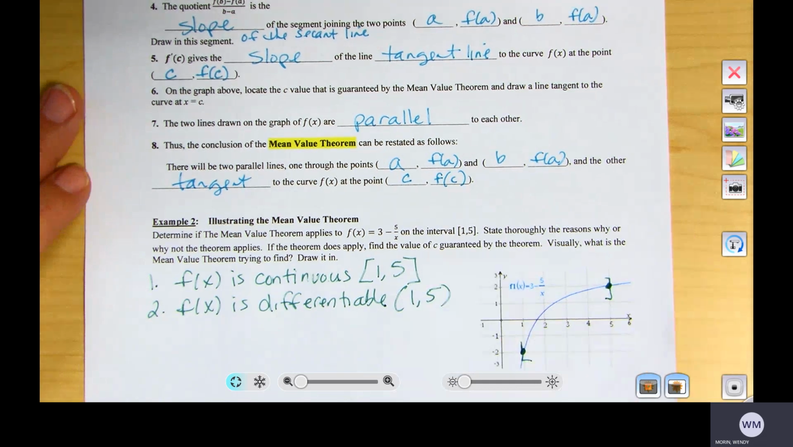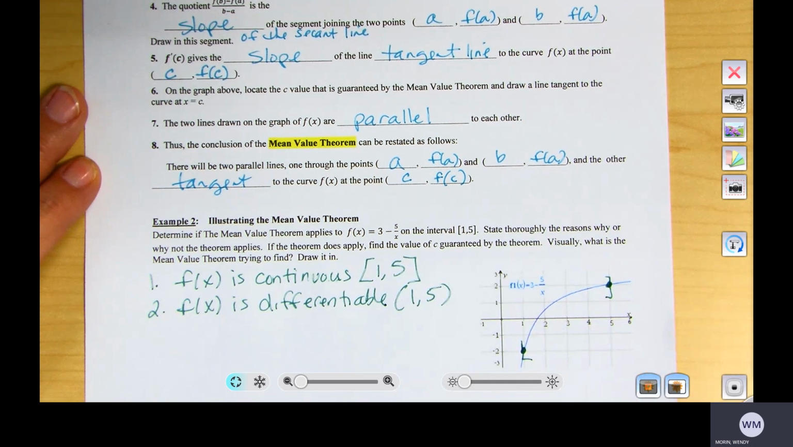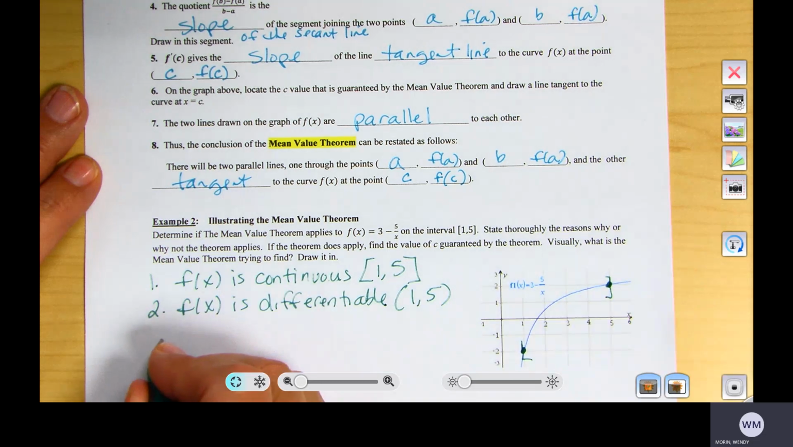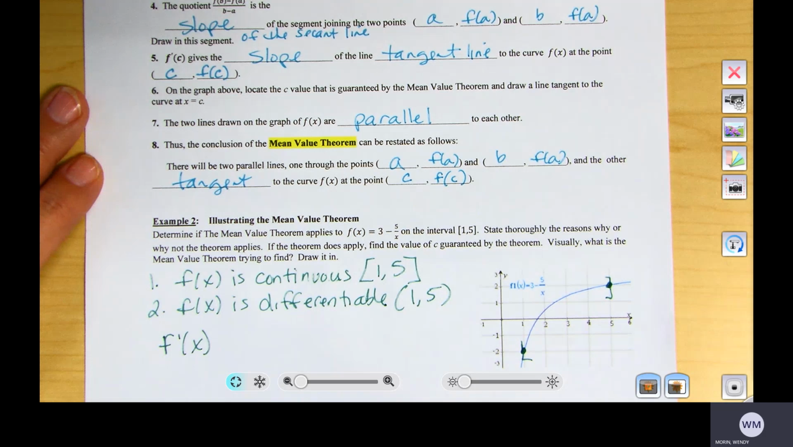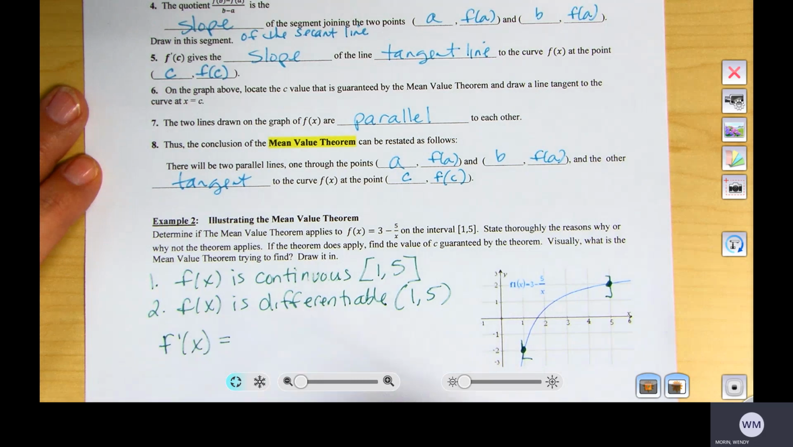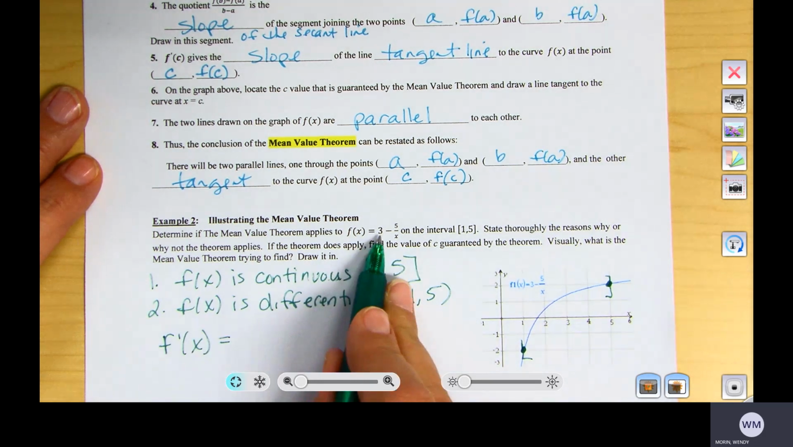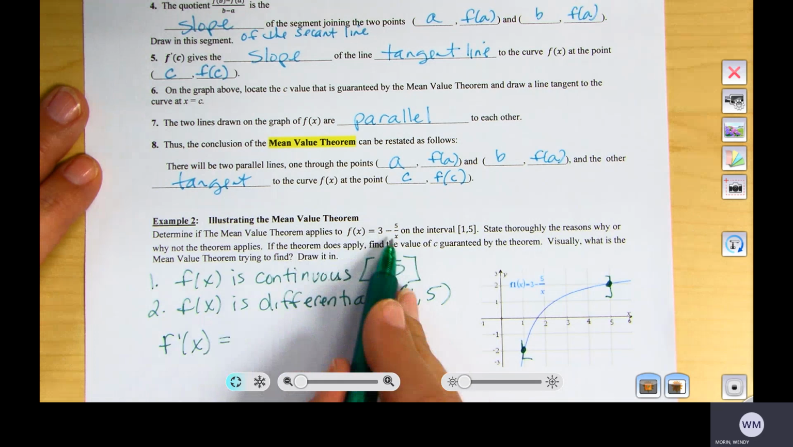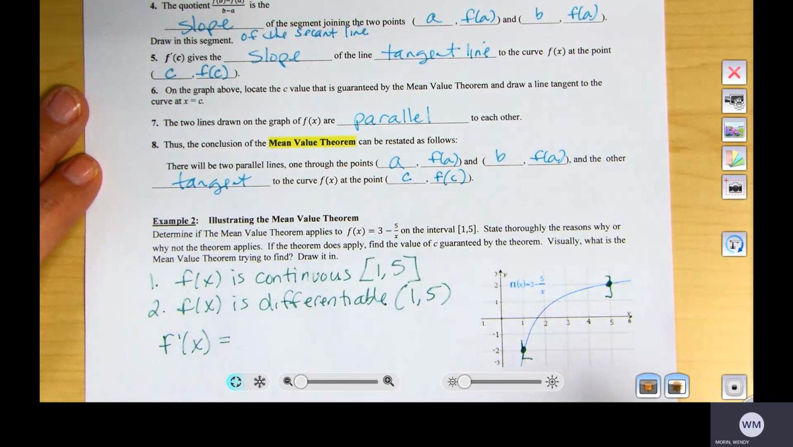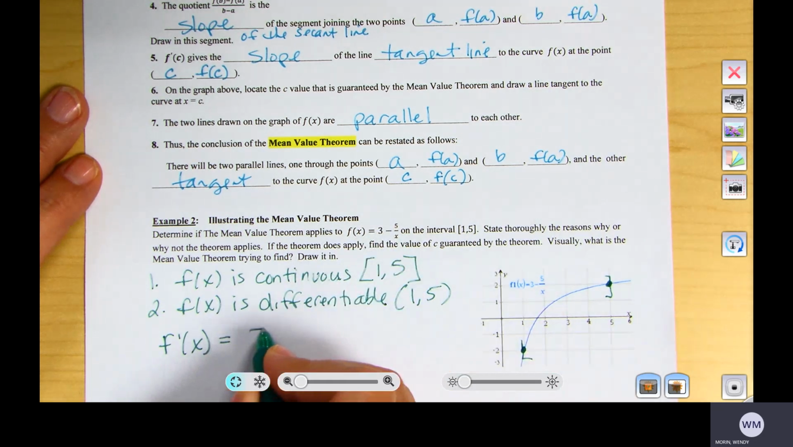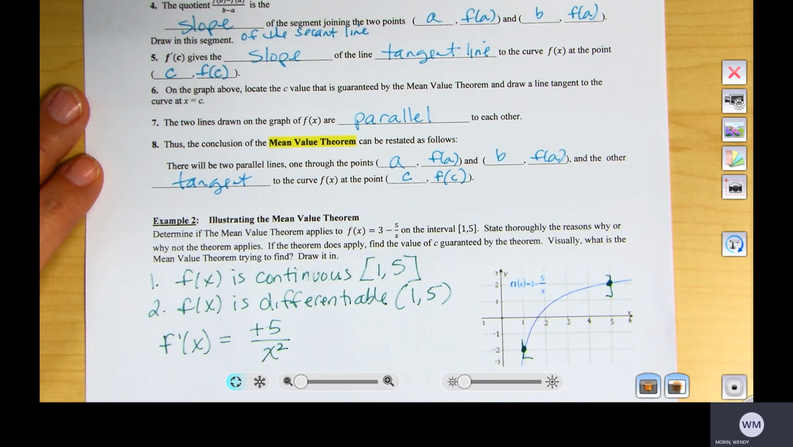That's Rolle's theorem. What we have to do is find the instantaneous rate of change, which is our first derivative. The first derivative is 0, and then we're going to use the reciprocal rule. So that's the opposite of the derivative of the bottom all over the bottom squared. So that's our instantaneous rate of change.